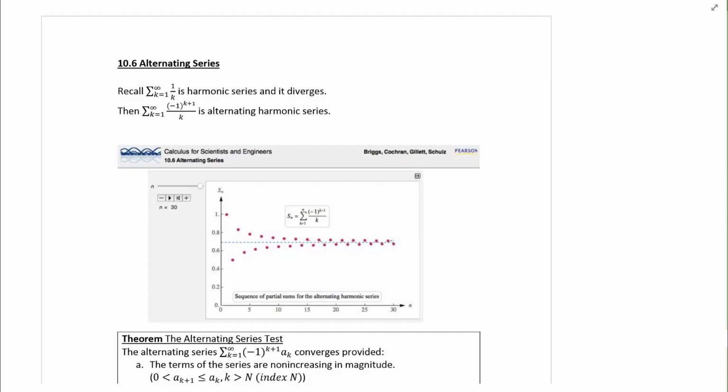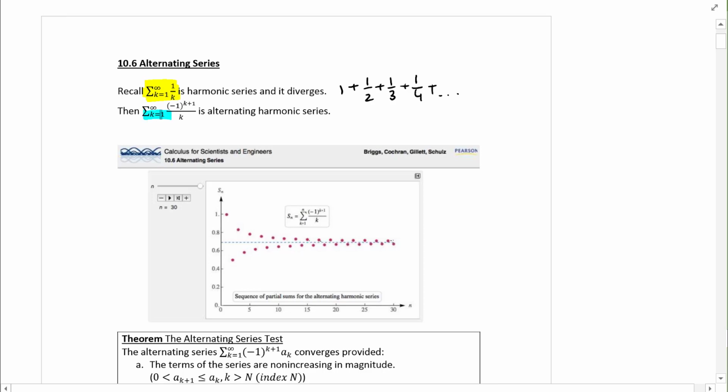In this video we'll talk about alternating series. So first, let's remember that the sum as k goes from 1 to infinity of 1 over k, which is 1 plus a half plus 1/3 plus 1/4 plus dot dot dot, is the harmonic series and it diverges. We talked about it in another video.